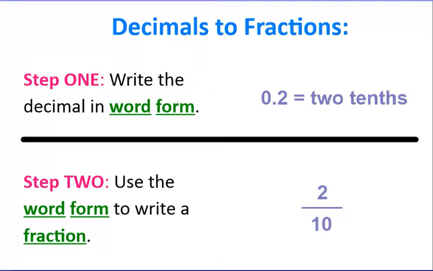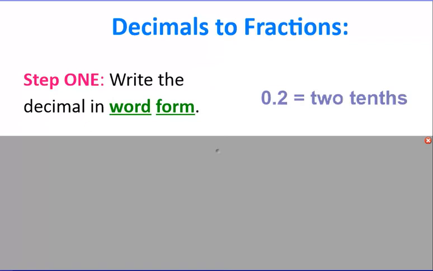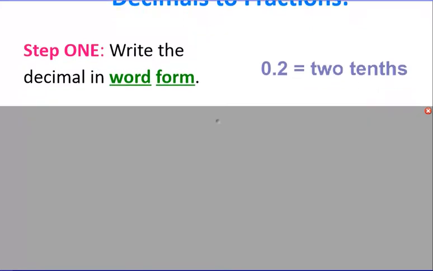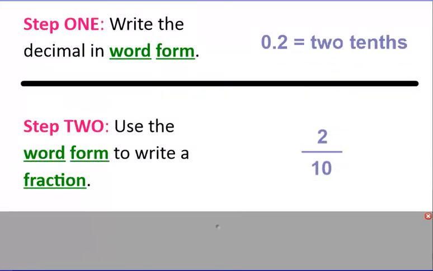So step one is you're going to take the decimal, so in this example, 0.2, and you're going to write it in word form. So how do you actually say this decimal? Well, you say it not as 0.2, but you say it as 2/10. And so you're going to write 2/10. Then step two is you're going to use this word form then to write a fraction. Well, how do you write 2/10 as a fraction? 2/10.